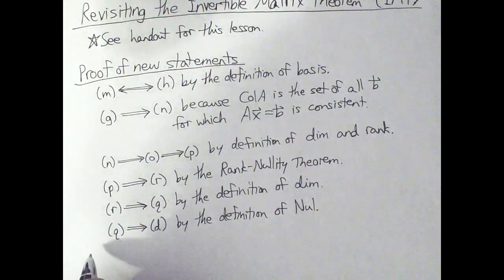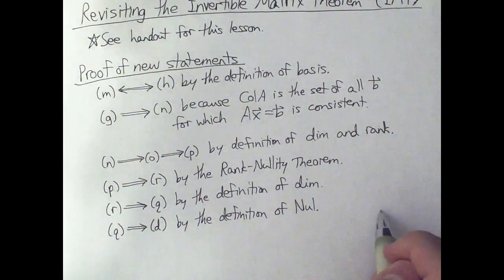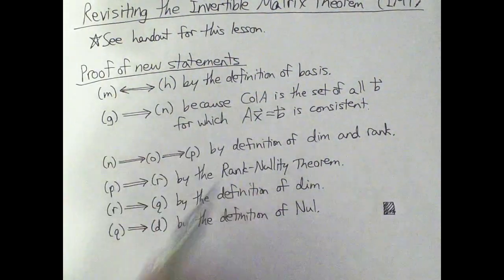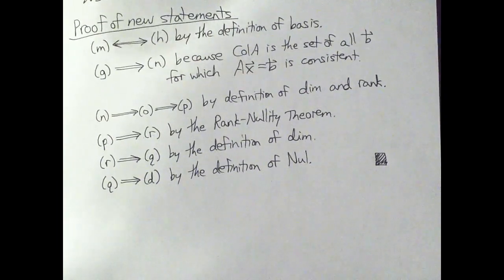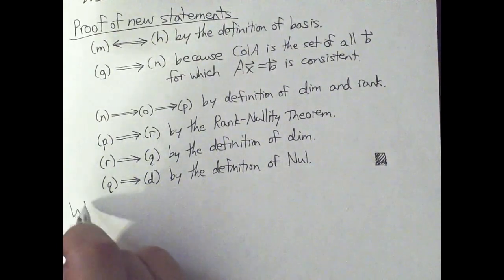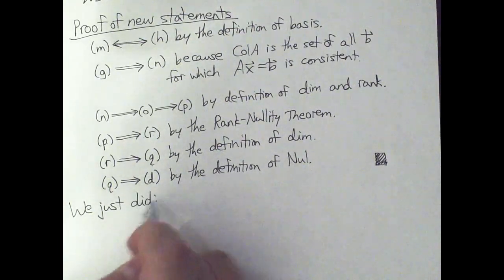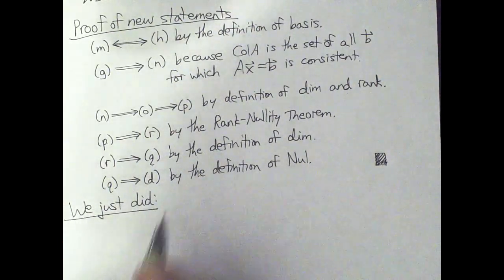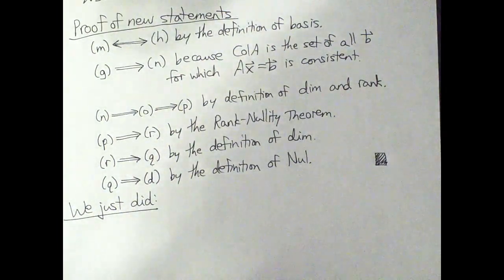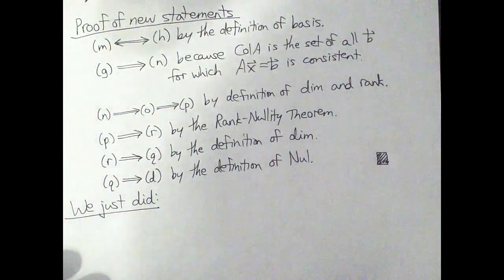So, what did we just do? I'm going to say end of proof. We proved the new statements that they are equivalent to the old statements. You know how I drew a diagram when we first talked about the IMT? Well, I'm not going to draw the whole diagram because now we're covering most of the alphabet.